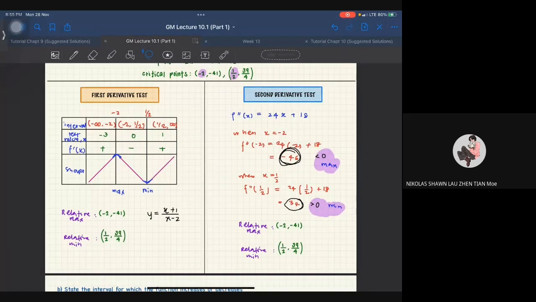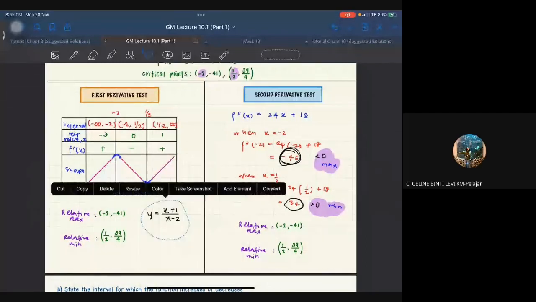Okay, so kalau awak jumpa dalam bentuk fraction, nampak je fraction, ingat pesan saya, boleh terus guna first derivative test. Okay, sebab kalau awak still nak guna second derivative test, dia akan jadi panjang untuk awak buat quotient rule and you are prone to do mistakes. Okay ke? Boleh faham ke? Boleh Miss. Boleh. Okay, cut.